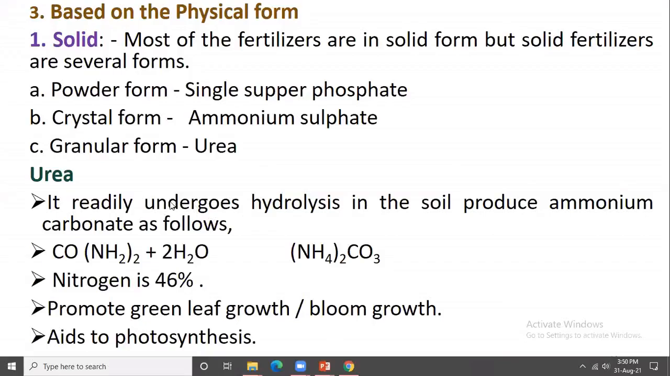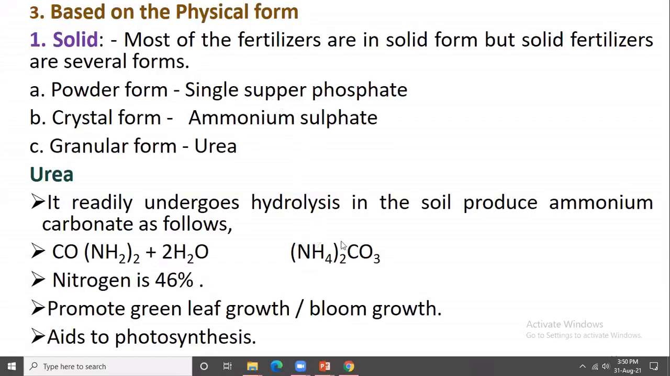Example: urea, MOP, TSP, single superphosphate like that. Then, for example, granular form. What is the form of urea? What is the texture of urea? What is the texture of ammonium sulfate? What is the texture of single superphosphate like that?